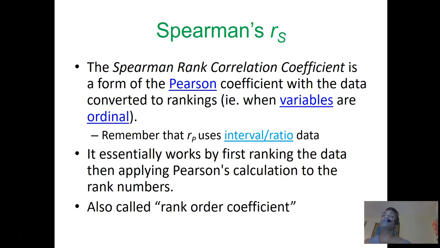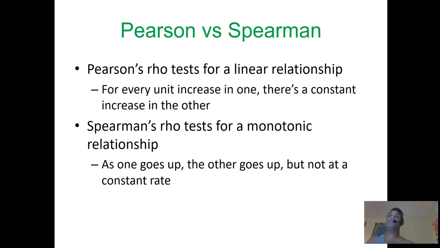We did earlier in the year Pearson's correlation coefficient. Pearson's correlation coefficient measured whether two continuous variables, interval ratio, were related. But Spearman's correlation tests whether or not ordinal or ranked variables are related. And essentially, Spearman's rank is a Pearson test on ranked data. That's all it is. We also call this a rank order coefficient.